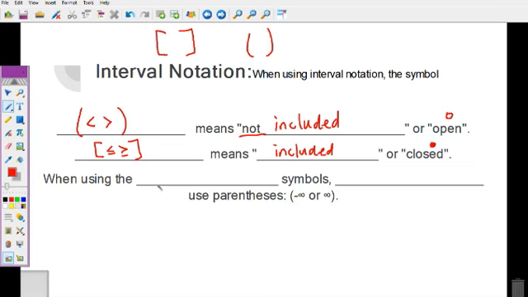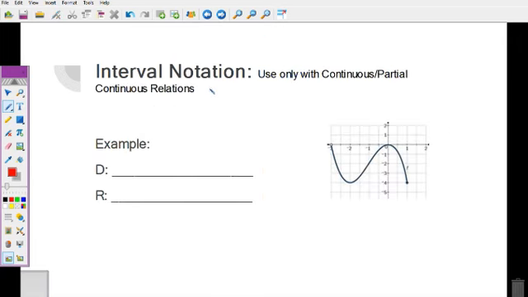Okay. When using the infinity symbol, that means that we're always going to use parentheses. So whether it's negative infinity or positive infinity, we're always going to use parentheses. So let's try interval notation using the same example. Interval notation is used only with continuous or partially continuous relations for the most part, not discrete data, which is the list of data that we did in our first example.